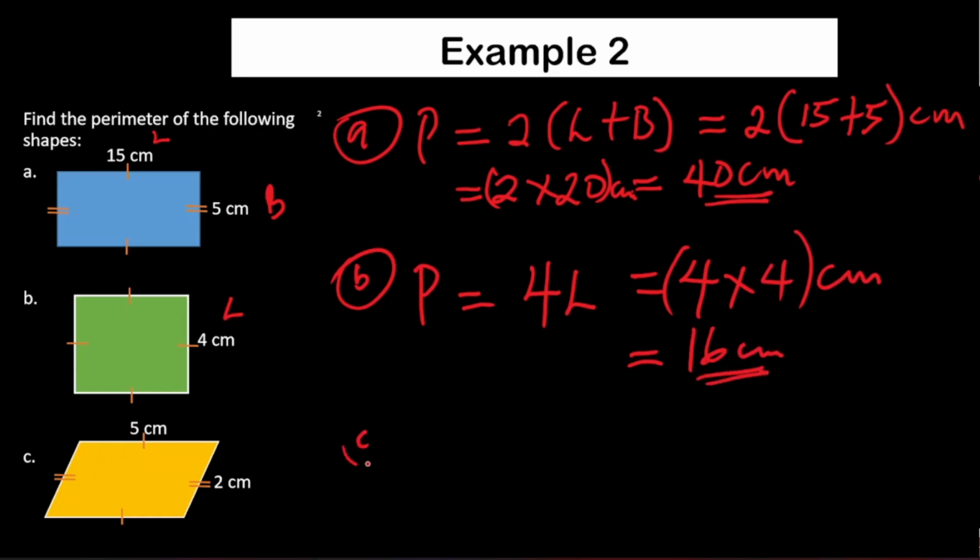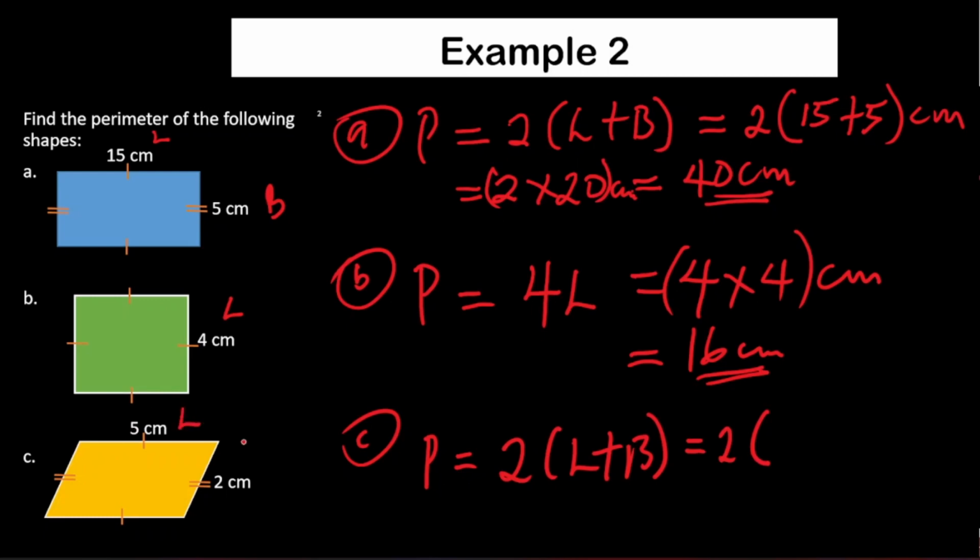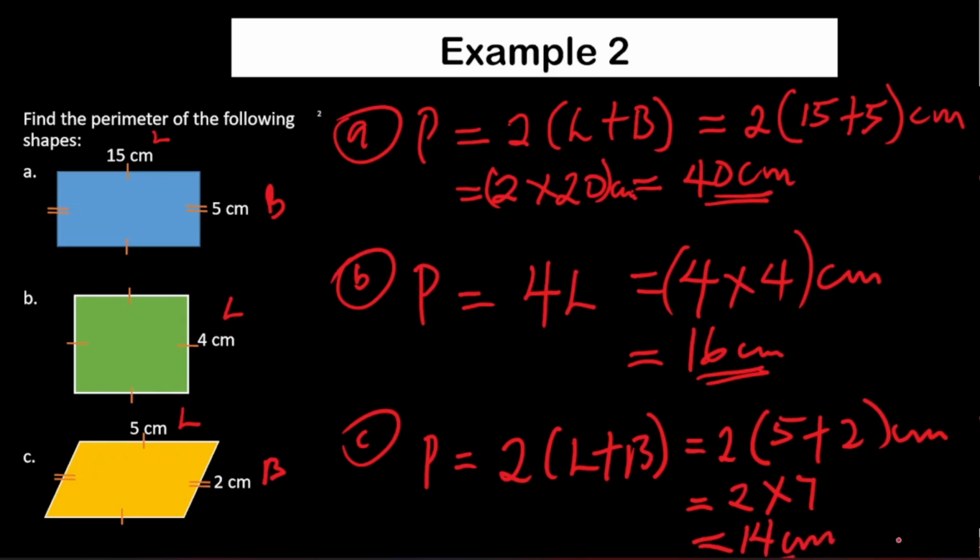Then the last one, which is a parallelogram, just like rectangle, will give us the same thing. Perimeter is 2 into bracket length plus breadth. So that is 2 into bracket, the length is 5, the breadth is 2. So that is 5 plus 2, which is 2 times 7, and that gives us 14 centimeters. I hope this is very clear. All right, so that is that on this.